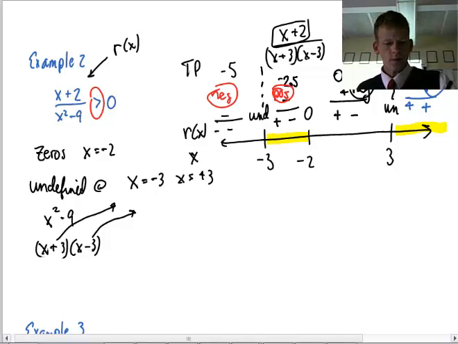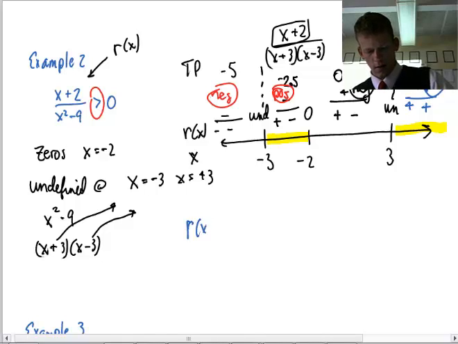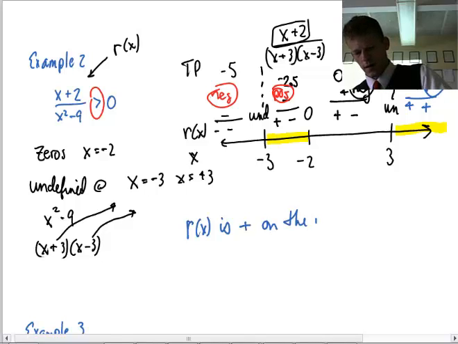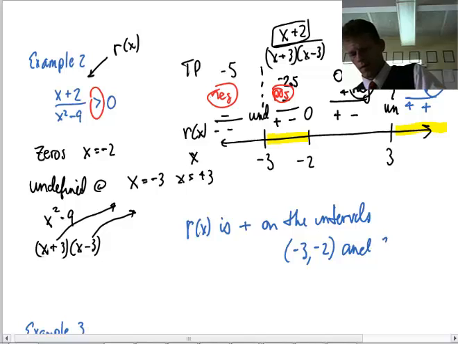So I'm going to now just write in the answer. So r of x is positive on the intervals from -3 to -2, and from 3 to infinity.